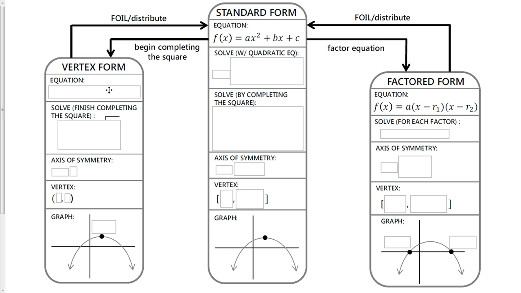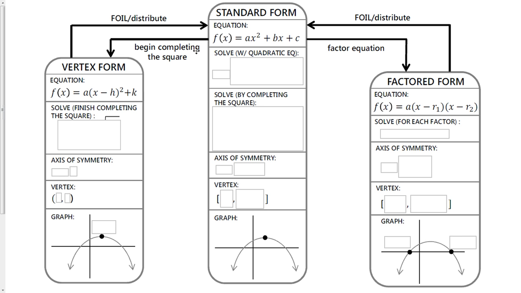Let's shoot over to vertex form. We have our f of x or our y on one side equal to our a, and if you remember, our a determines how wide and which direction the parabola will face. Then we have x minus h, and that whole group is squared, plus a k.